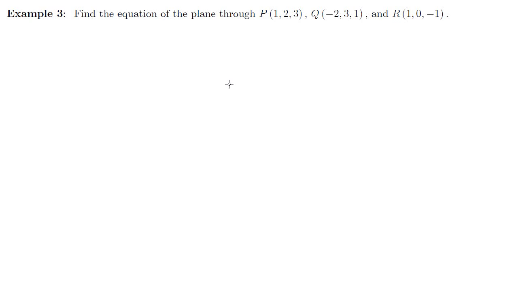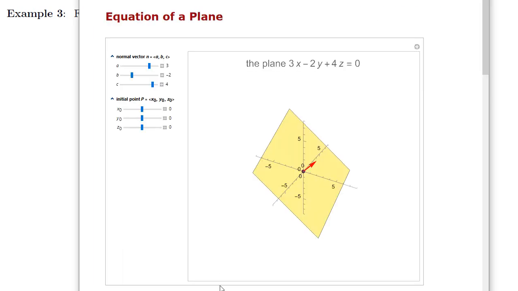One thing that I didn't do in the last example but meant to was show you the demonstration that a plane is determined by a point and a normal vector. So here is our plane with the red normal vector, and then A, B, C, those are the components of the normal vector. Here's the current equation of our plane.